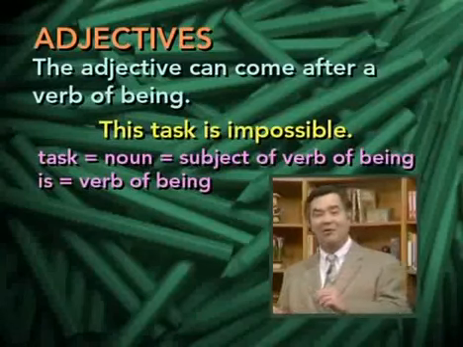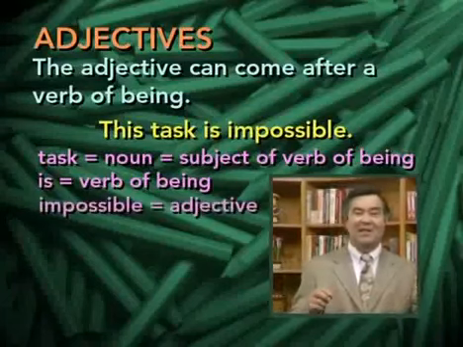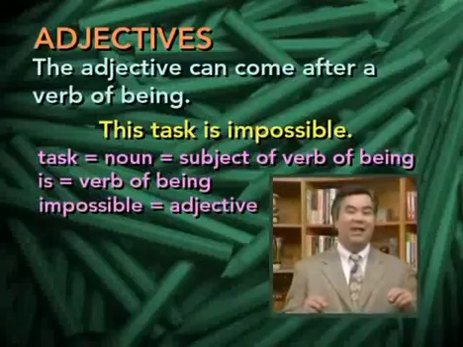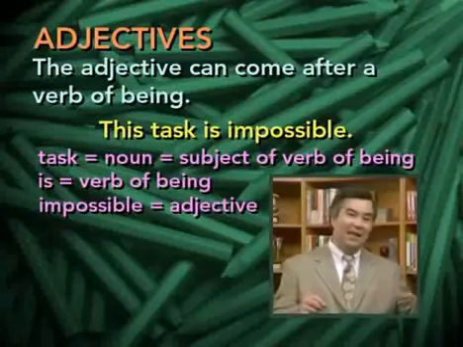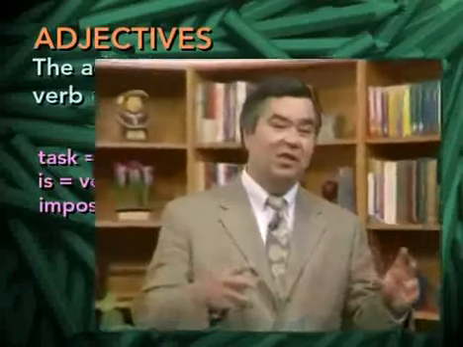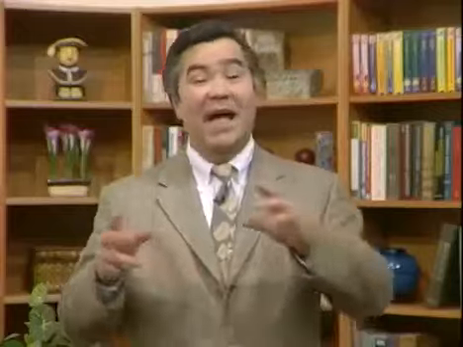And what comes after the verb of being is the adjective impossible. So you can see that in that sentence, the verb of being is links the noun task and the adjective impossible and shows that the two belong together. So an adjective most often comes before a noun in a sentence in English, but it can also come after a verb of being, which links the adjective to the noun or pronoun to which it refers. So look for adjectives in both of those places.